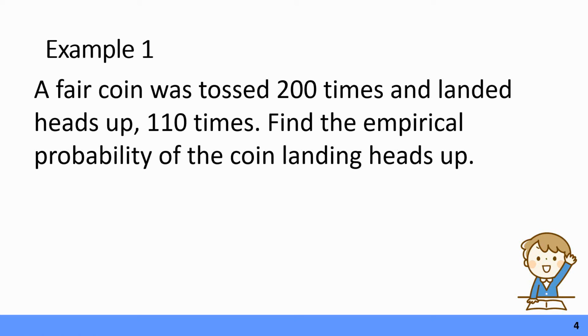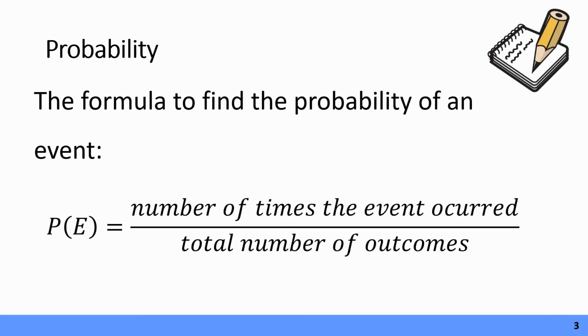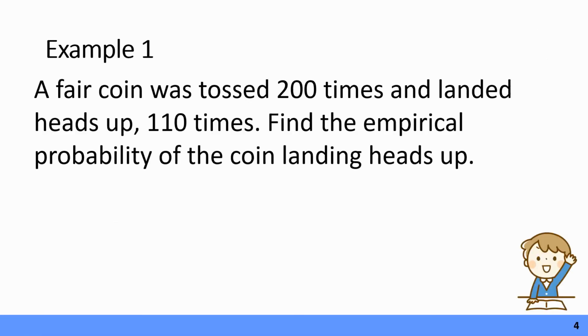Now they're asking us to find the probability. So again, don't freak out. We're going to be using the same formula we saw earlier. Remember, the total is always on the bottom, and the number of times the event occurred goes on top. So now take 5 seconds, see if you can determine what's going to be the numerator and what's going to be the denominator. Okay, that was 5 seconds.